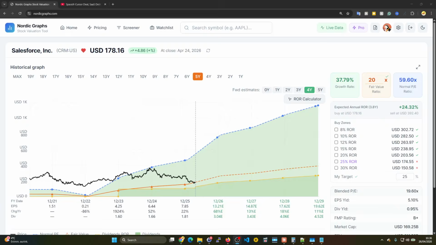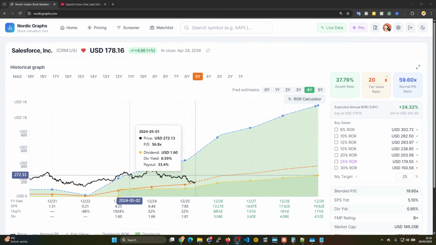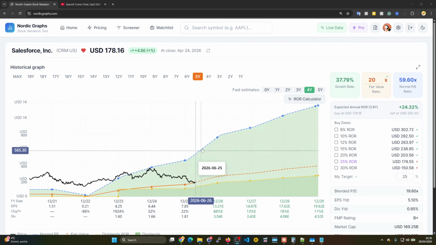Going back to the tool, Nordic Graphs, we can see here that the black line, which is the stock price, has been trading above the orange line and above the blue line for quite a bit. But then when the earnings per share have been growing, the valuation has gone down below the normal PE ratio and kind of reaching even this fair value line of 20, which I have set here.